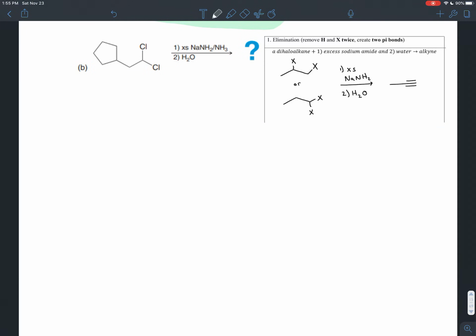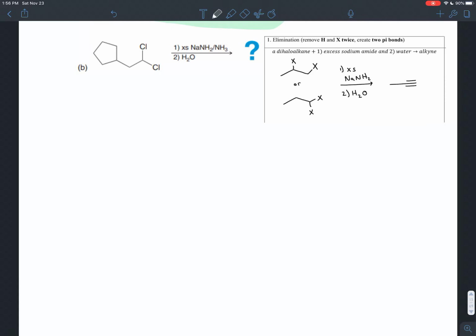Remember that every time you do elimination, you create a pi bond. You could do elimination once, and then you could do elimination a second time. That means you can create 2 pi bonds here. In other words, you can create an alkyne. And so that's what happens. If you have 2 halogens each on neighboring carbons, or if you have 2 halogens on the same carbon, like we have here, in both of those cases, you can use excess strong base, followed up with water, and it'll give you an alkyne.